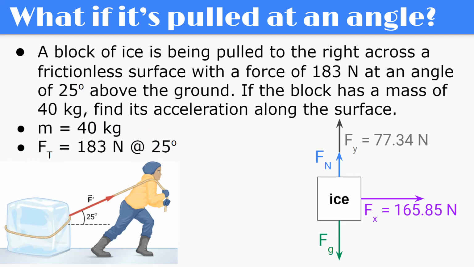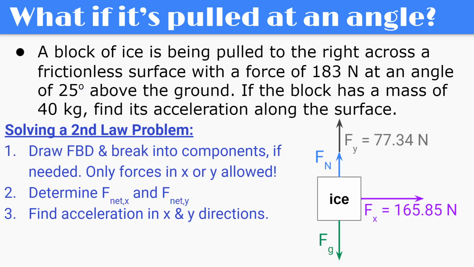So once you get to this point where you have everything in the horizontal or vertical, again, here are your basic steps for solving a second law problem. If you're solving a problem using the F equals ma equation, where you're having to do a calculation, your first step is to draw the free body diagram and break into components. We already did that step. If you have it at an angle, break it into the components, find the x and the y pieces, because you can only have forces in the x and the y.